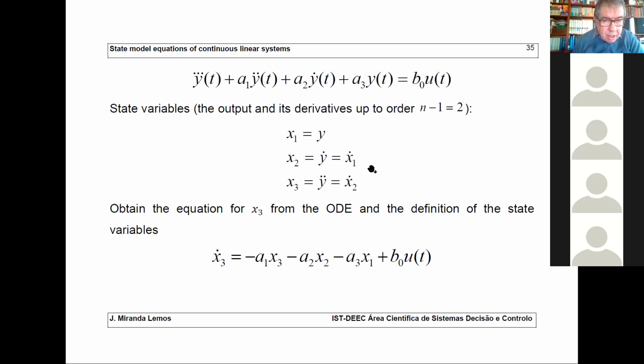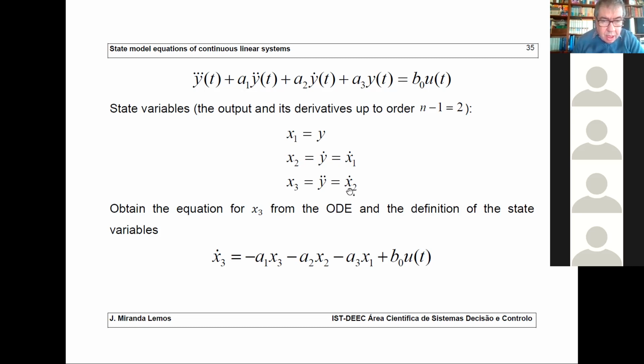Okay, so first I observe that x2 is y dot, but y dot is the derivative of y, and y is x1, so x2 is x1 dot. So I got immediately one equation. X1 dot is equal to x2. It's an equation for the state variable x1.